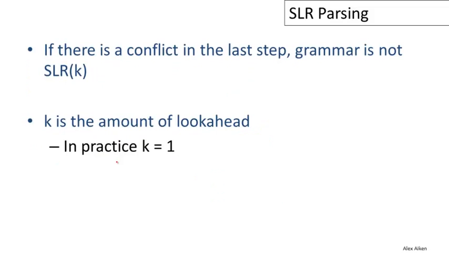Now, if there are any conflicts in the last step, meaning it's not clear whether to shift or reduce in some state for some input symbol, then the grammar is not SLR(k). And k, again, is the amount of look-ahead. In practice, we just use one token of look-ahead. So typically, just looking at the next token in the input stream.